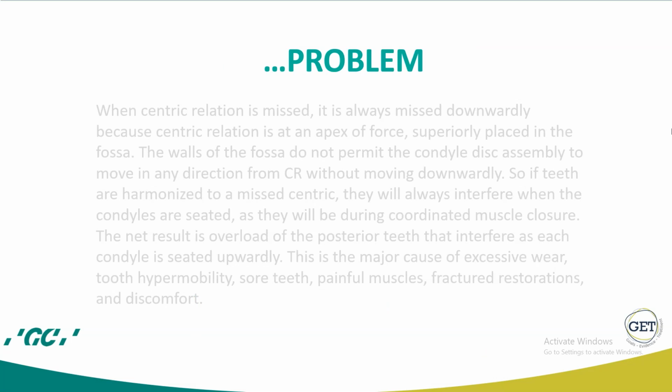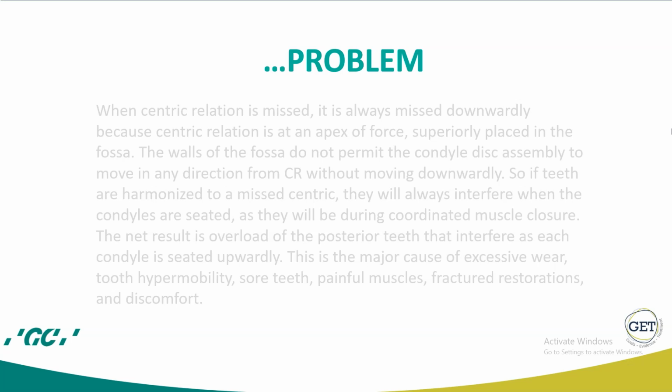When centric relation is missed, it is always missed downwardly, because centric relation is at an apex of force, superiorly placed in the fossa. The walls of the fossa do not permit the condyle-disc assembly to move in any direction from centric relation without moving downwardly.